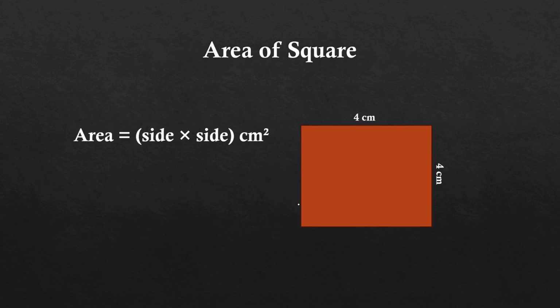Now let's understand the area. As we have already studied, the area is the inside space. So to calculate the area, the formula is to multiply side length with the side length. So that is 4 times 4, which is again equal to 16 centimeter square. Remember, the unit for calculating the perimeter is centimeter, whereas for area it is centimeter square.